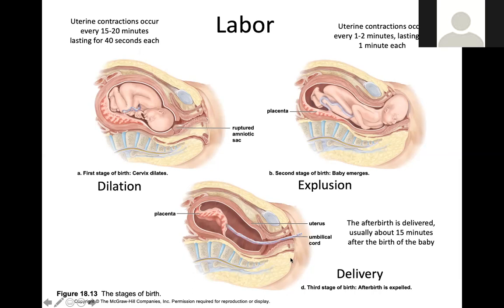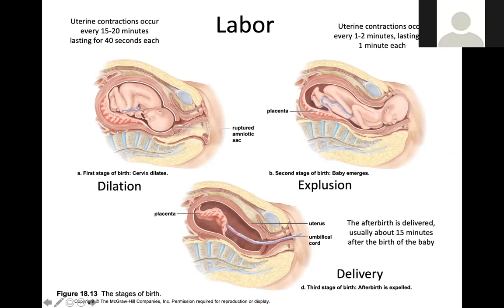It's not really known as well, but there is an afterbirth of delivery of the placenta, which is not often talked about. The afterbirth is delivered usually about 15 minutes after the birth of the baby, and this contains the placenta and the remaining parts of the umbilical cord that are also birthed after the baby. So that would be the 3 steps to labor: dilation, expulsion, and then delivery.